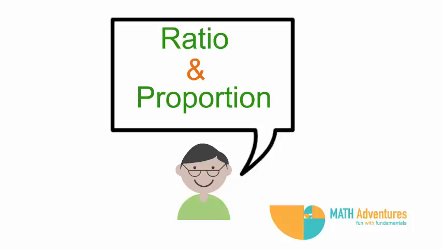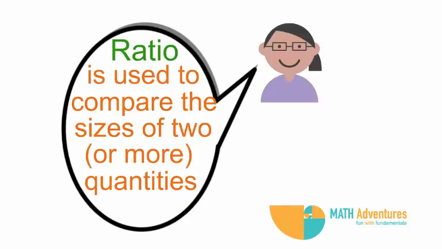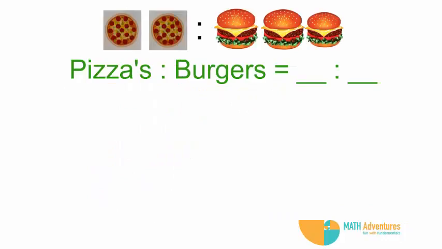What is a ratio? A ratio is used to compare the sizes of two or more quantities. Thus, a ratio is a statement of how two quantities compare. Right here, we are comparing the number of pizzas to the number of burgers in one box. So, can I say the ratio of pizzas to burgers is 2:3?